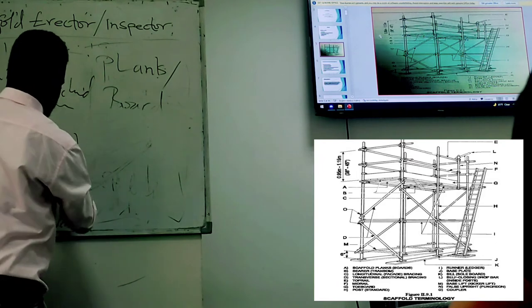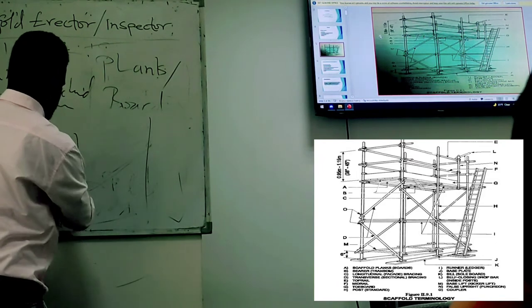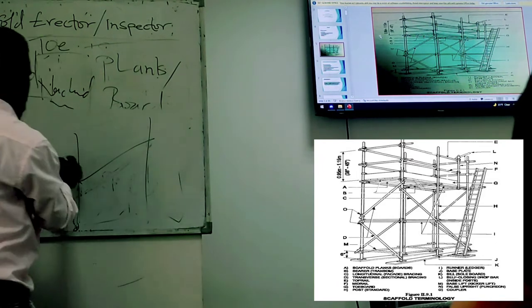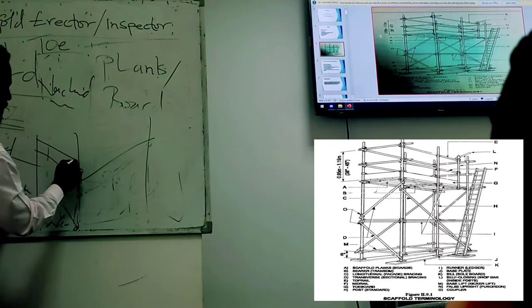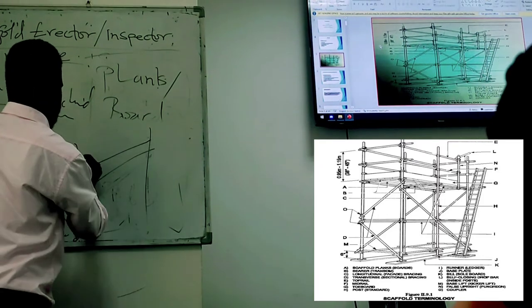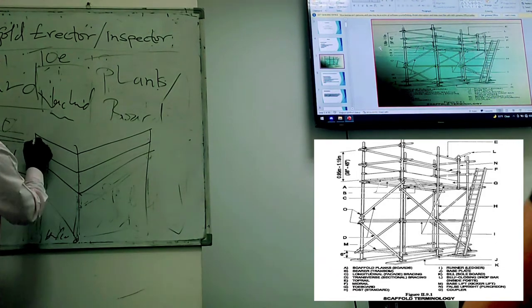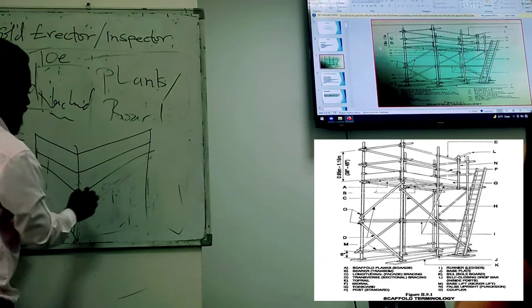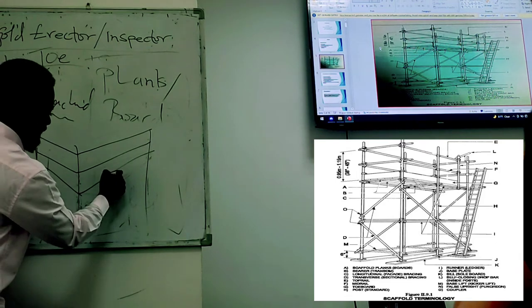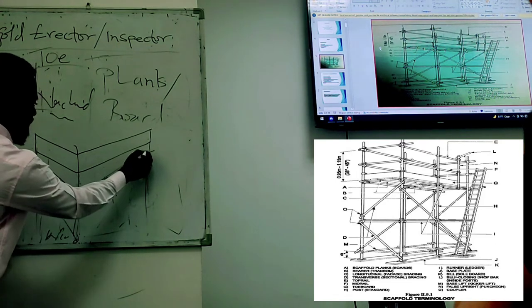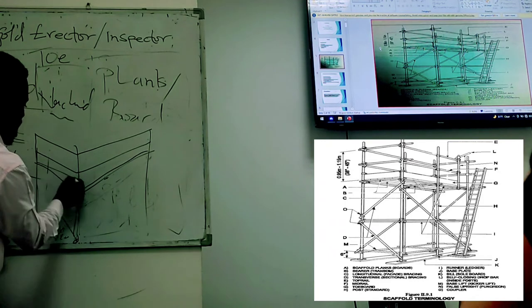Every good scaffold must have upright. Mean rail. Okay, this one is the larger. So the board will be here. The board will be here.